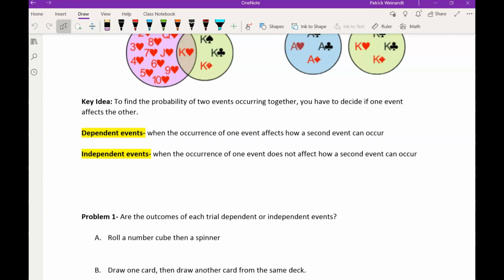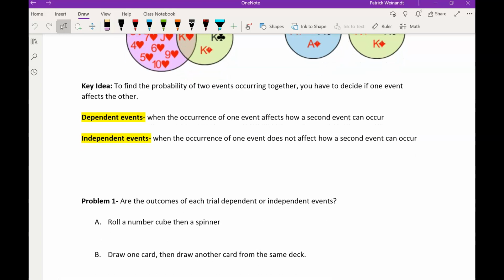Okay, so we'll write a couple of definitions. A dependent event is when the occurrence of one event affects how a second event can occur. An independent event is when the occurrence of one event does not affect how a second event can occur. So dependent means that one event affects the other. Independent means that they don't impact each other. So, for example, if I'm drawing from a deck of cards, actually, never mind, we'll get to that example in a little bit.